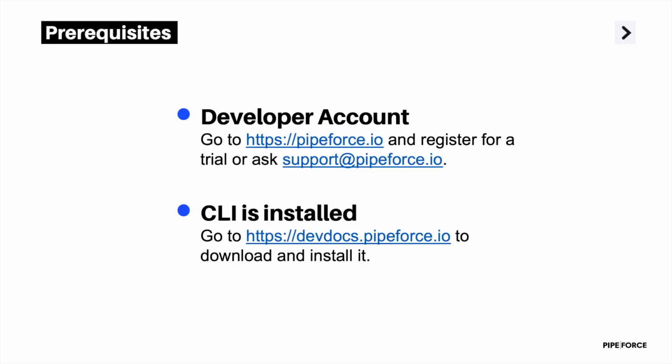Before you can start, please make sure that you have a developer account at PIPEFORCE. To get one, you can create a new trial at pipeforce.io or just drop us a message at support@pipeforce.io. Furthermore, you need the CLI tool to be installed. You can download it for free at devdocs.pipeforce.io.